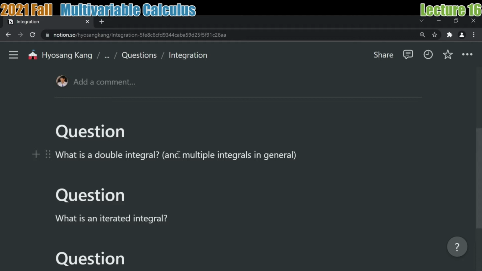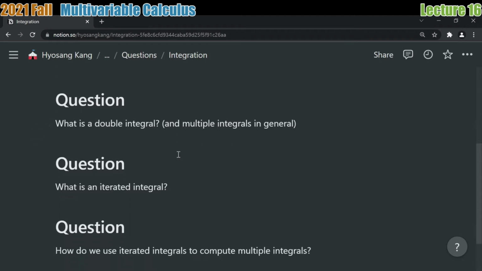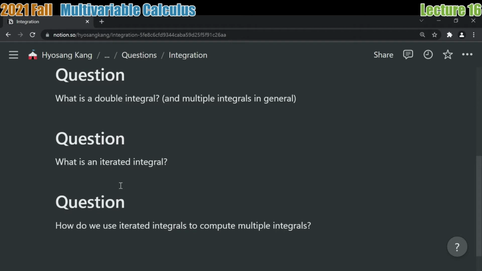Today we will probably talk about the triple integral, and you can talk about the multiple integral in general. And the second question is, what is an iterated integral? Generally, the double integral or multiple integral is not the same as an iterated integral, so you have to be careful when you describe these two concepts.